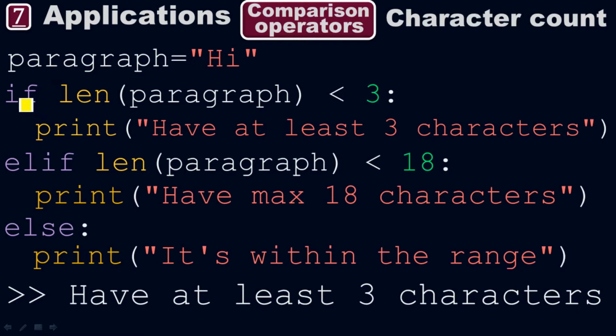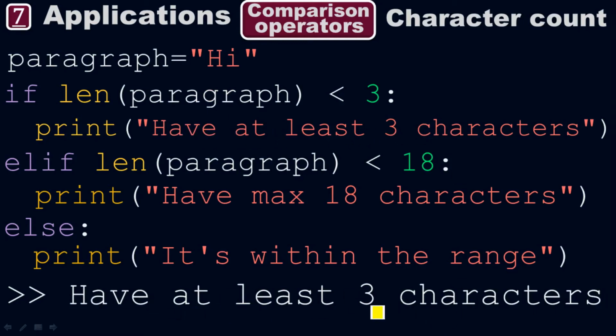Now look at here, in the very first condition, we have length of paragraph is less than 3. So it is true, because look at here, the number of characters are only 2 in this paragraph, H and I. H and I are the only 2 characters in this paragraph. So they are less than 3. Therefore, the condition is satisfied here. So we will have this line in the final output: have at least 3 characters.